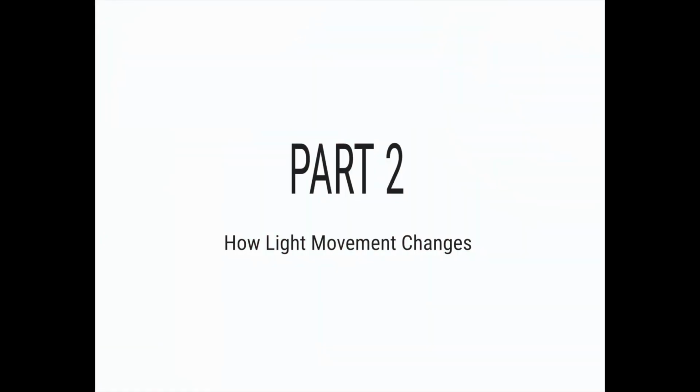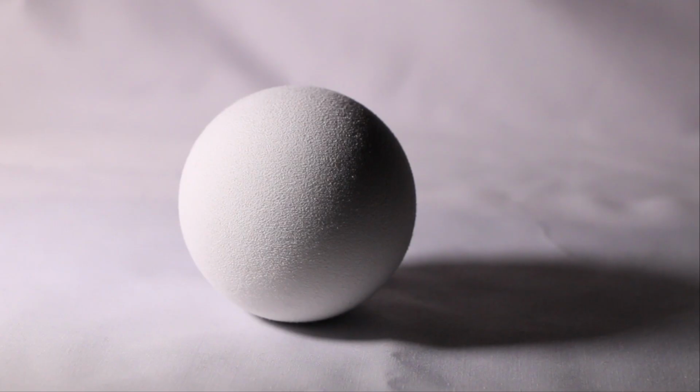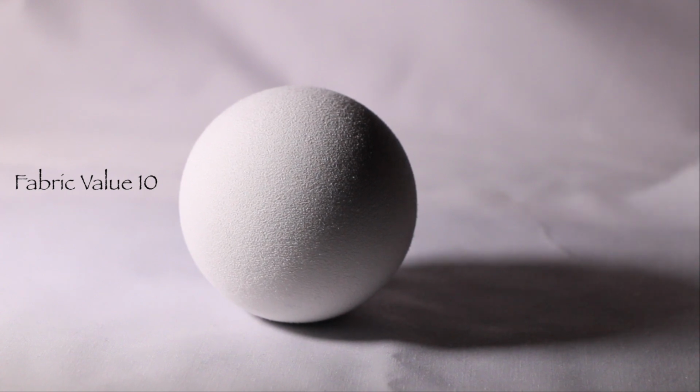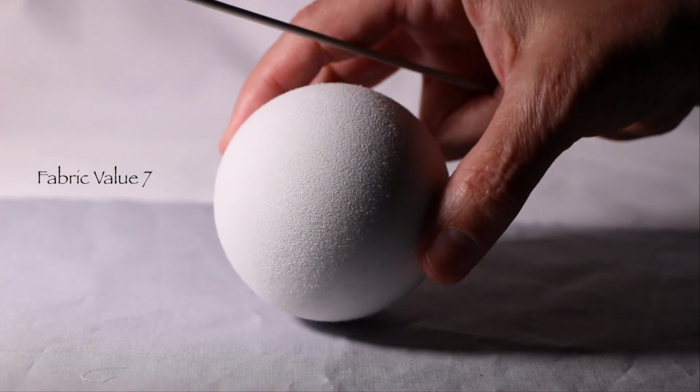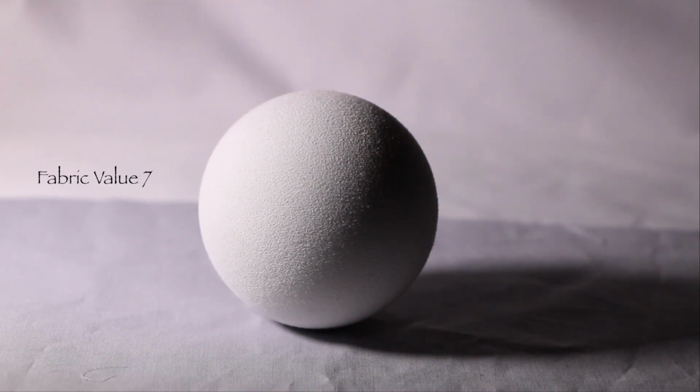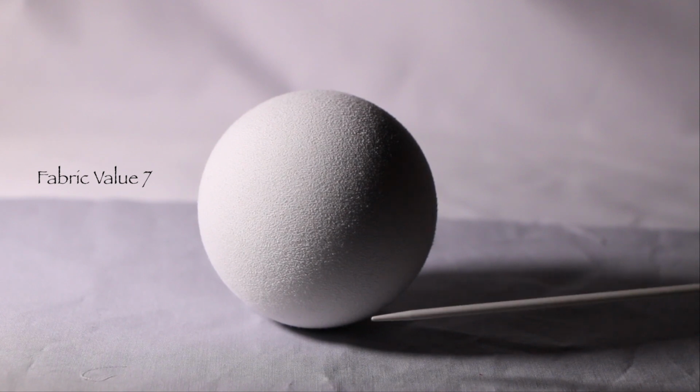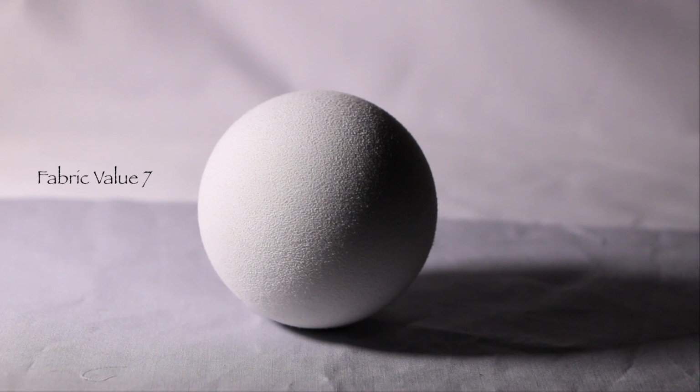In part 2, we will be changing the value on the ground and seeing how that impacts the light distribution. Pay attention to the reflected light in the underplane of the sphere on the shade side. Our fabric value is 10, which is white, and you can see how bright our reflected light is. Now we go to value 7 and see how the change has happened. It's already less bright, that reflected light.